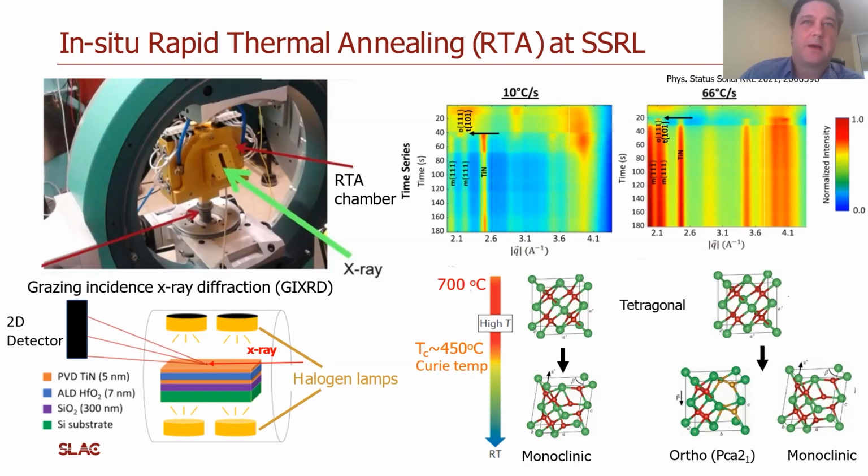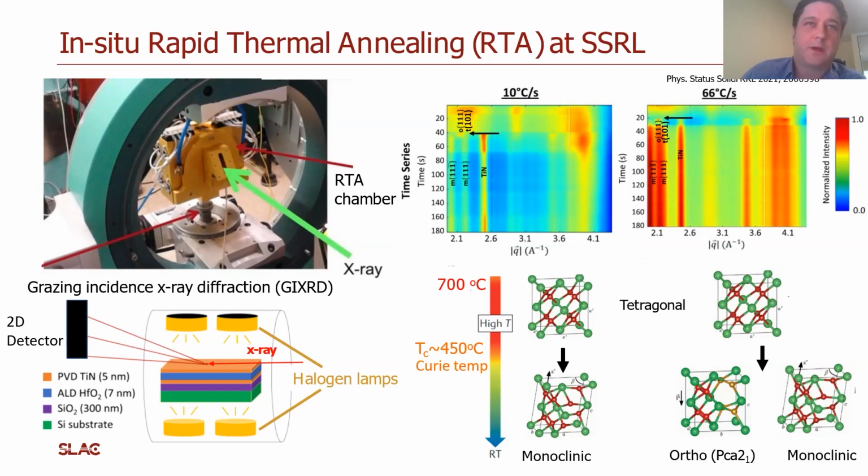Phase transformation pathways of hafnia thin films have been studied using a custom-built in-situ rapid thermal annealing chamber at SSRL. As shown by the figure on the left, the chamber contains halogen lamps for heating of the sample and entrance and exit slits to enable grazing incidence X-ray diffraction. In this study, the phase transformation pathway of 7 nanometer thick hafnia films sandwiched between 5 nanometer thick titanium nitride electrodes was studied as a function of the temperature ramp rate.